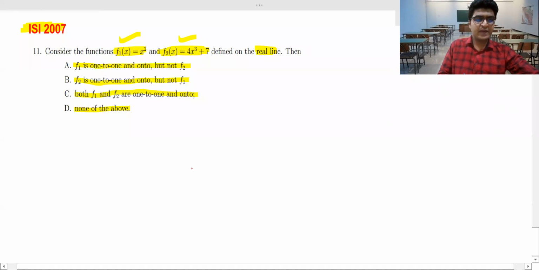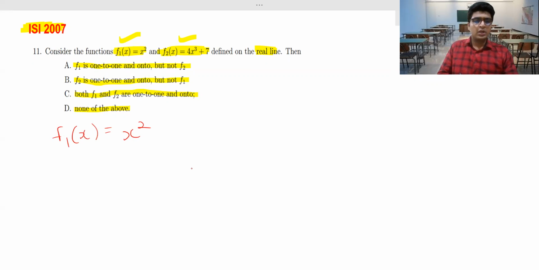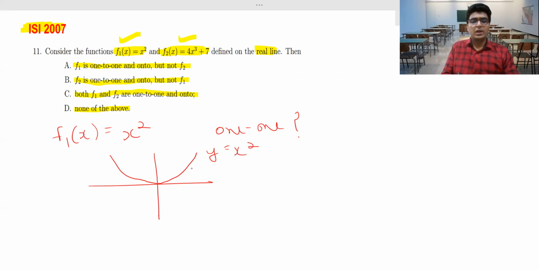Okay, let's begin with f1. Let's check whether f1, which is equal to x square, is 1-1 and onto or not. Let's begin with 1-1. We know that the graph of x square looks like this. There is a y such that we have two associations. So the horizontal line test says that it is not 1-1.